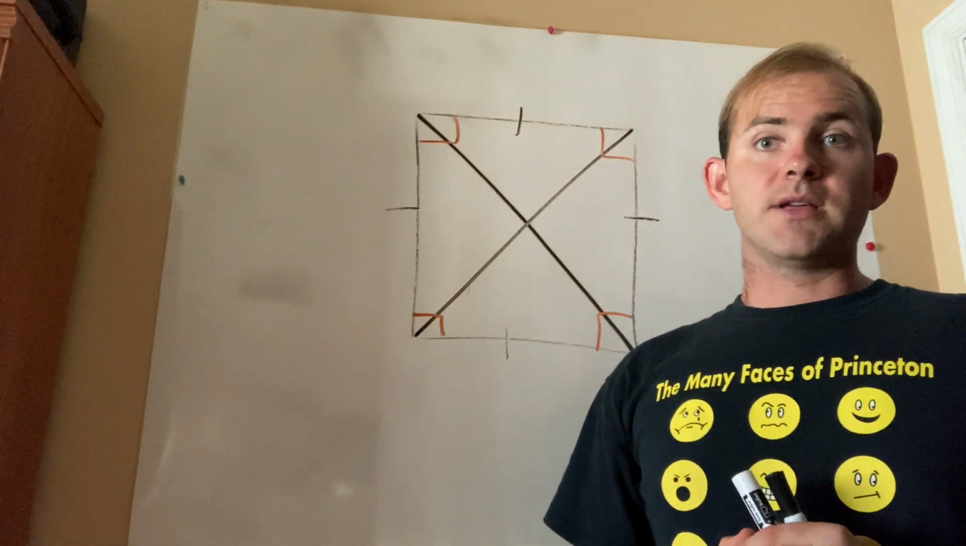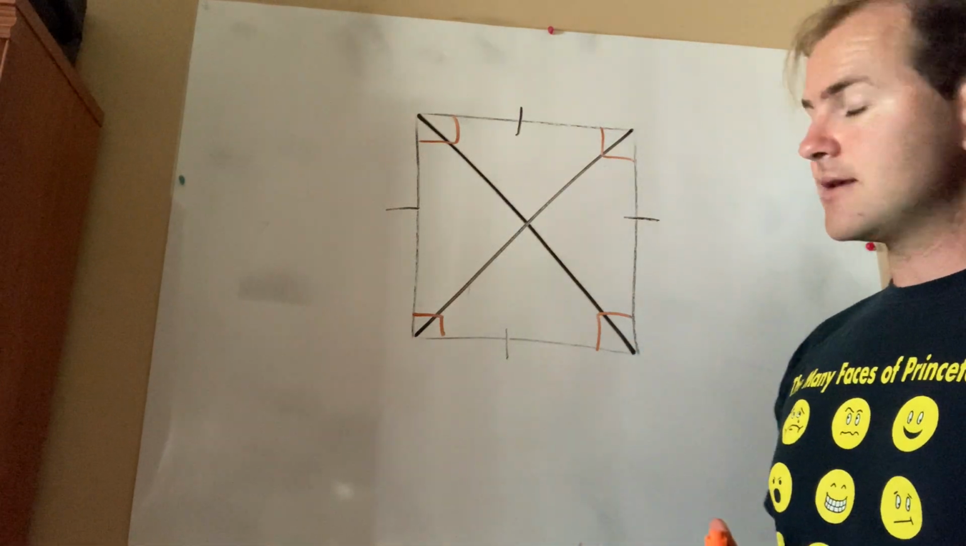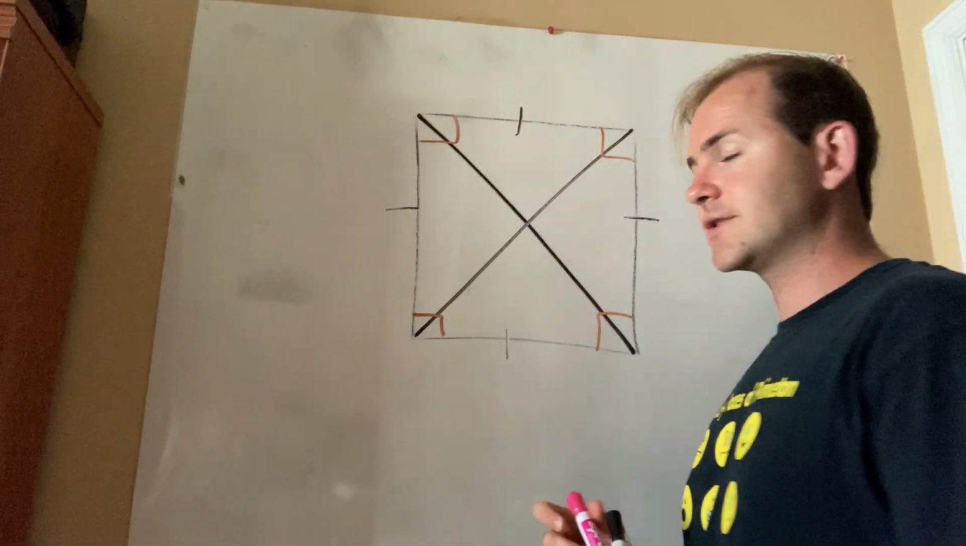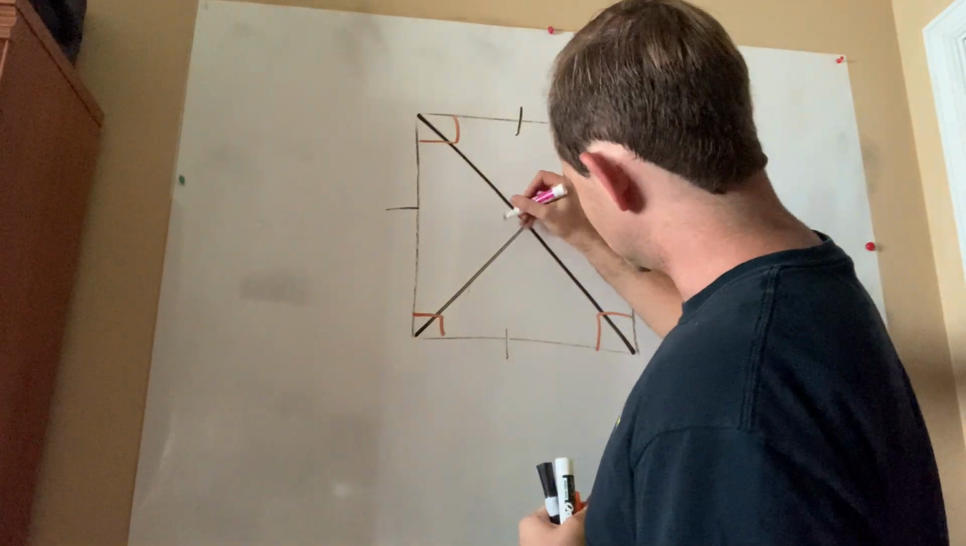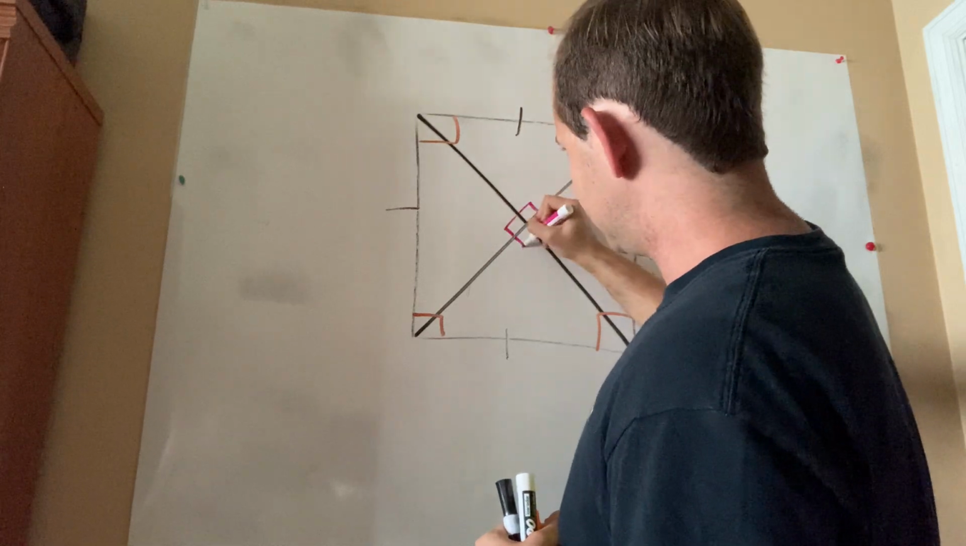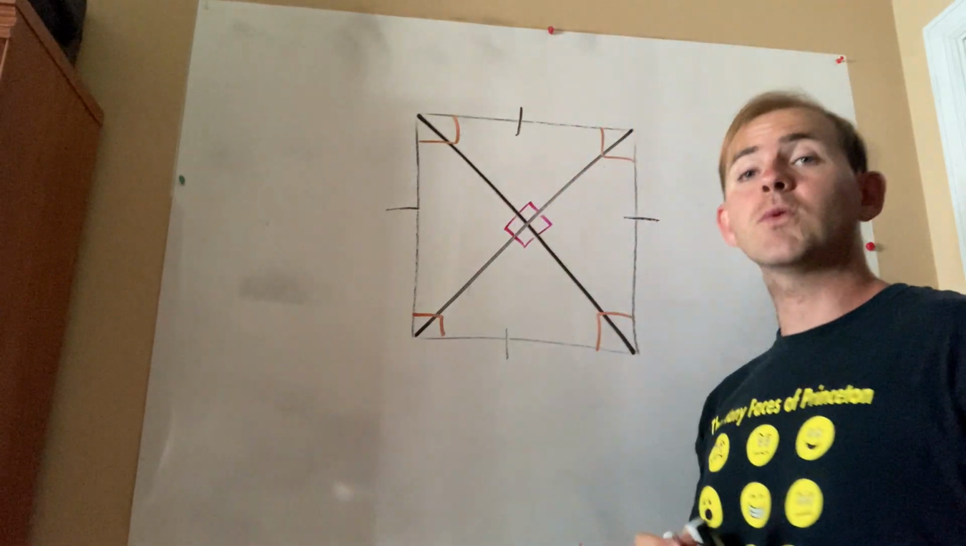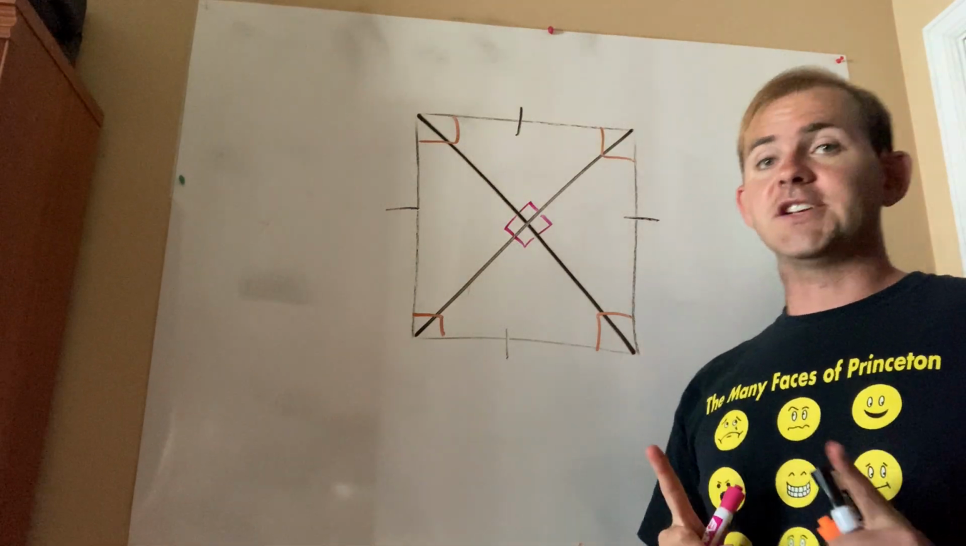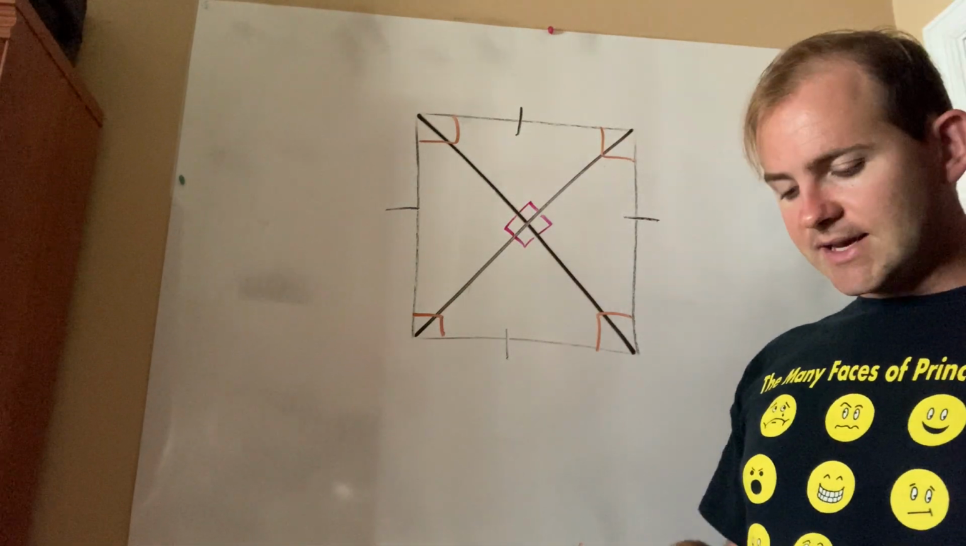We know other properties of rhombi, right? For example, rhombi have perpendicular diagonals. What that means is in your picture, you should have all right angles right there. You also know that because all squares are rhombi, the diagonals are angle bisectors.